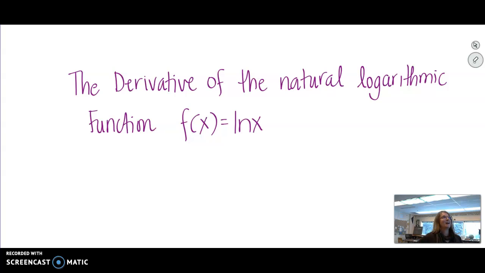Hey there. We're going to be looking at the derivative of the natural logarithmic function f of x equals ln of x in this video, and then the integral of 1 over x. So let's start with f of x equals ln of x. The derivative of that, f prime of x, is equal to 1 over x.